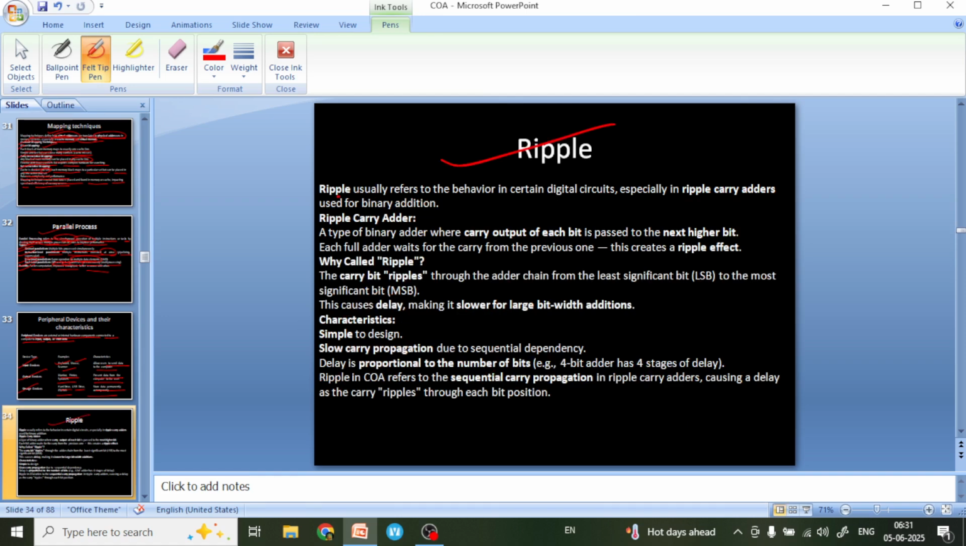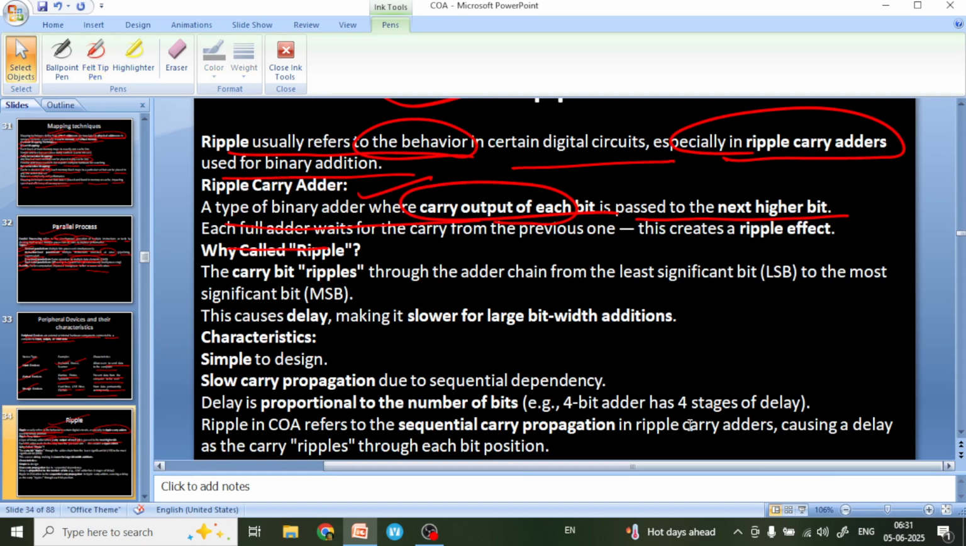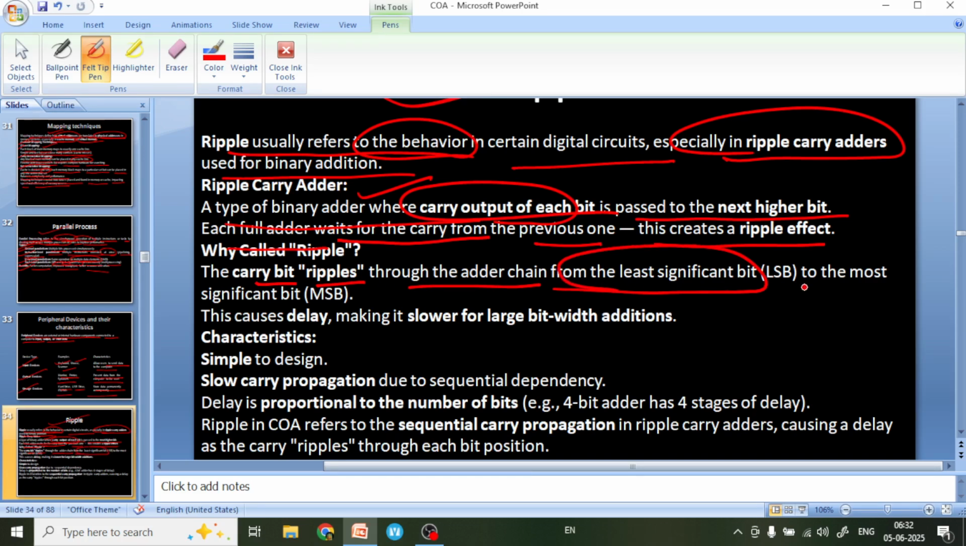Now next is ripple. Ripple usually refers to behavior in certain digital circuits, especially the ripple carry adder used for binary addition. When we add 1 plus 1, the result is 0 and carry 1. A ripple carry adder is a type of binary adder where the carry output of each bit is passed to the next higher bit. Each full adder waits for the carry from the previous one, which creates a ripple effect. It is called ripple because the carry bit ripples through the adder chain from the least significant bit to the most significant bit. This causes delay, making it slower for large bit-width addition.